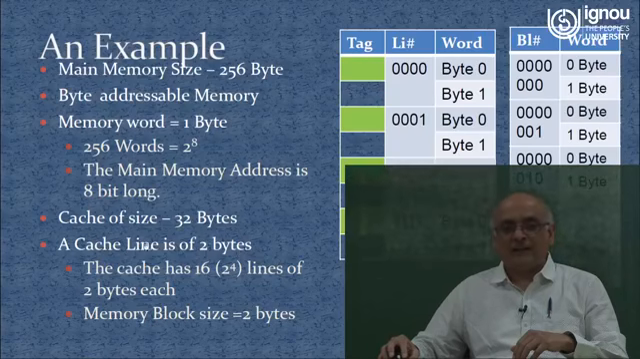So, with 2 bytes per line, we have only 16 lines of cache of 2 bytes each. The bytes are shown like this, and the cache line addresses are this. The cache line address will vary from all zeros, 4 zeros, to all ones, that is 0 to 15. So there are 16 addresses. That is how we have the cache and the main memory. This is the main memory and this is the cache memory.